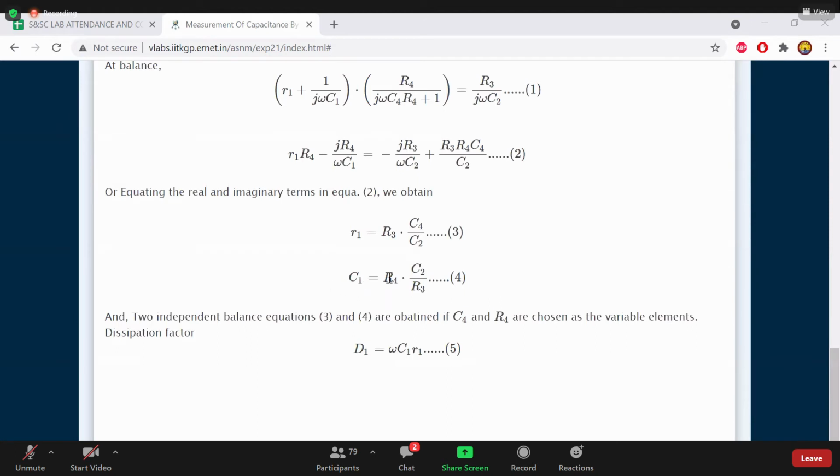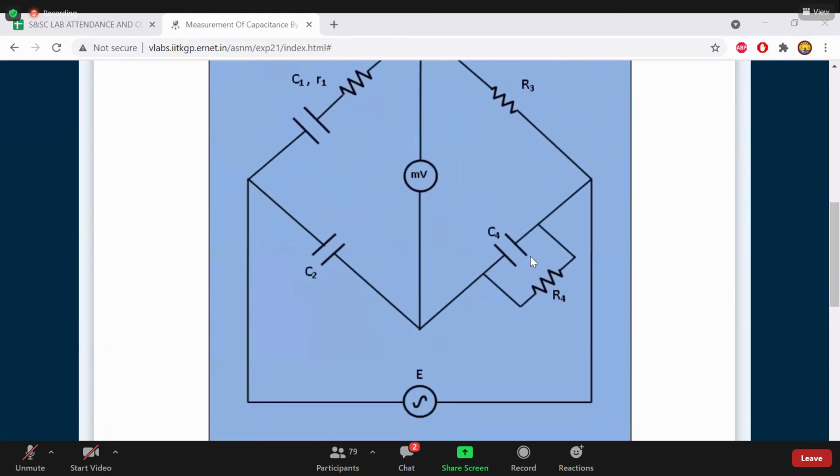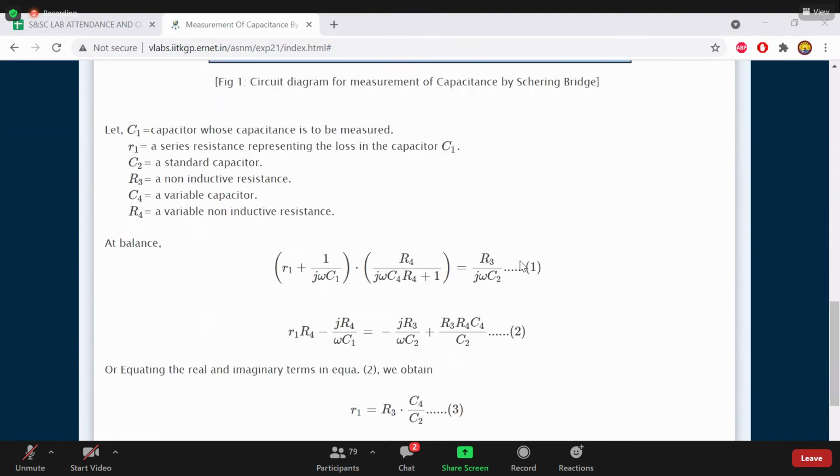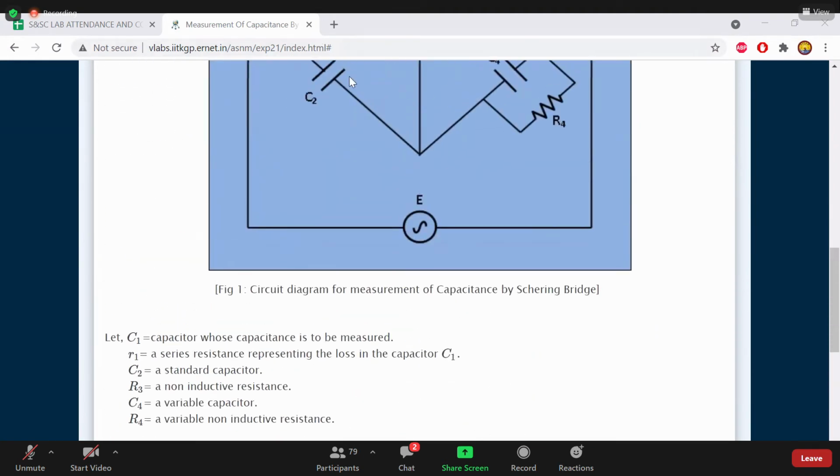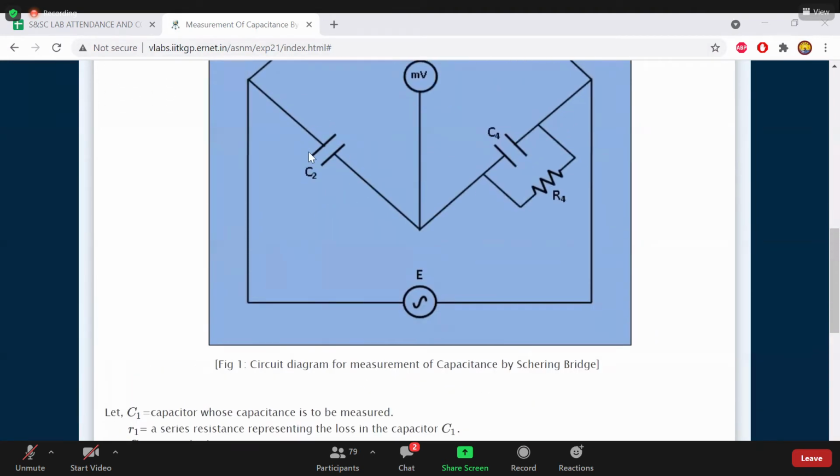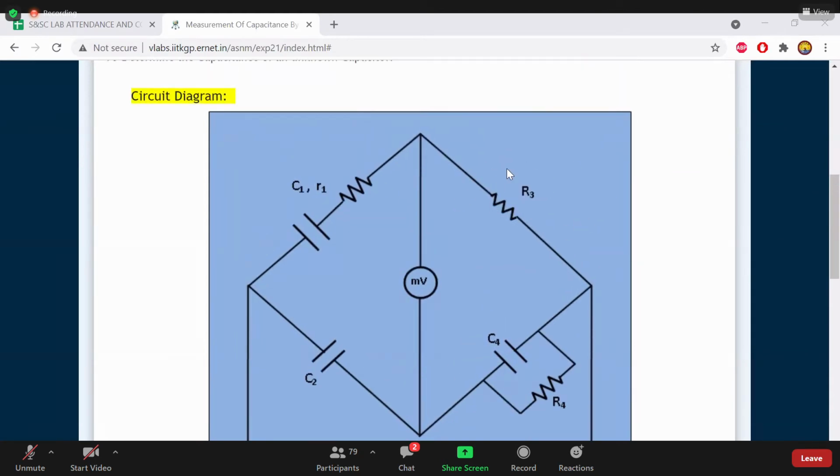The formula for unknown capacitance is R4 into C2 divided by R3. That is R4 C2 divided by R3. This is R4 and this is C2. And here we have R3.